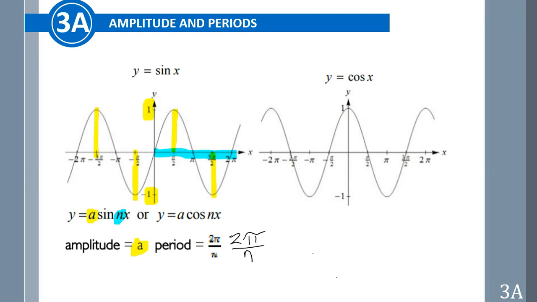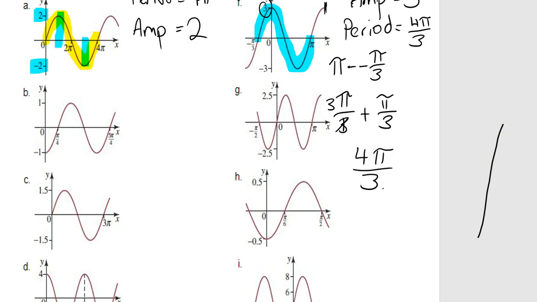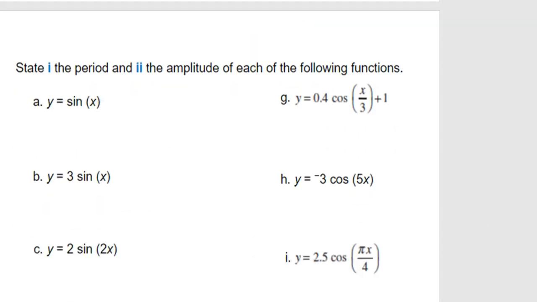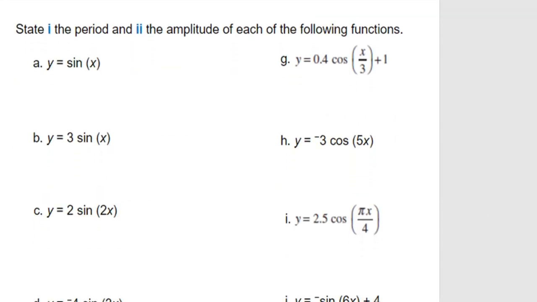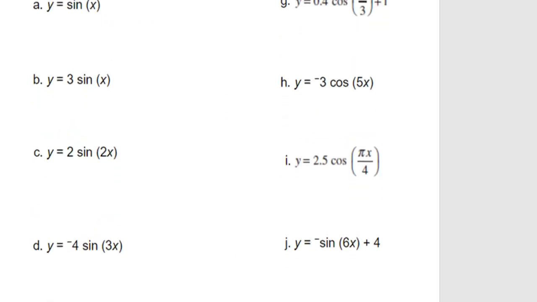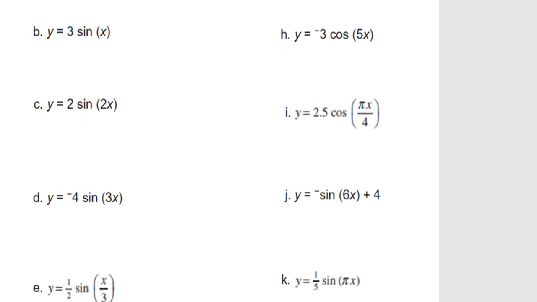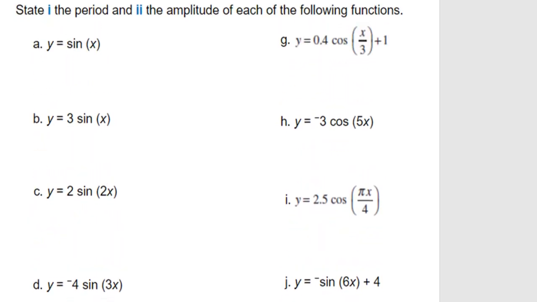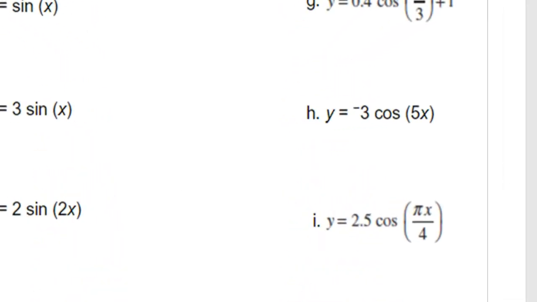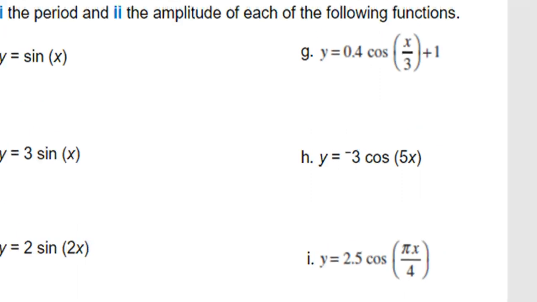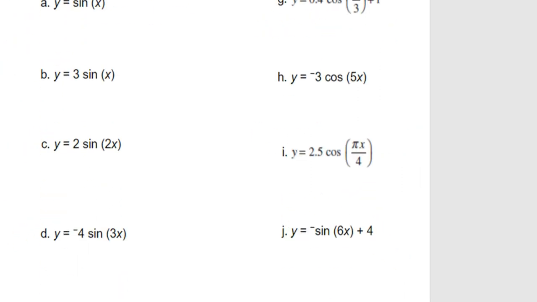We also need to be able to find the period and the amplitude from an equation. So let's have a look for an equation here. Okay, we'll do an easy one and then a hard one. So we'll start with 2 sine of 2x. Down here, we're going to do this one.